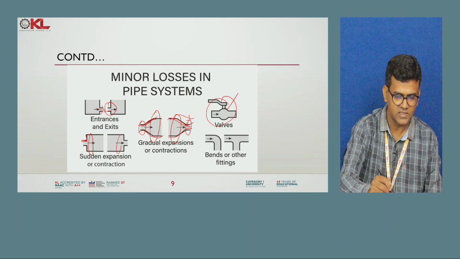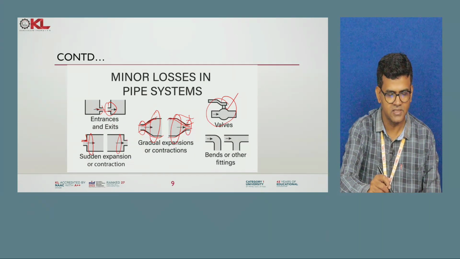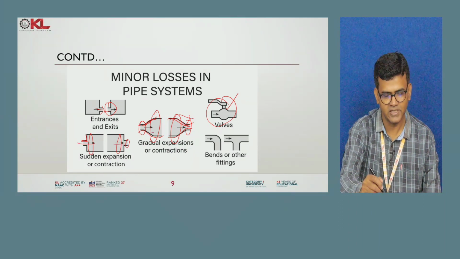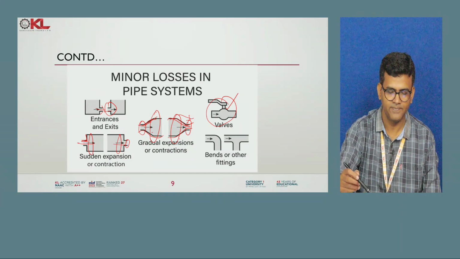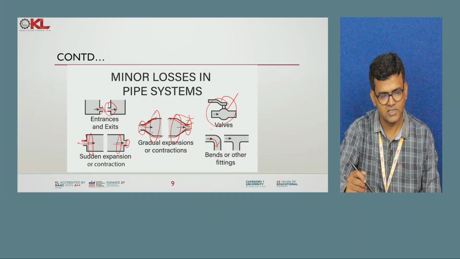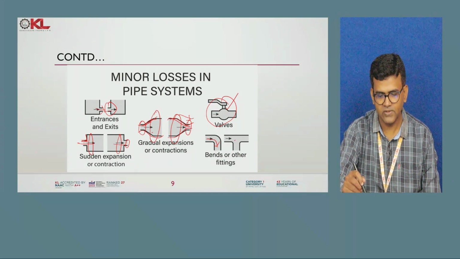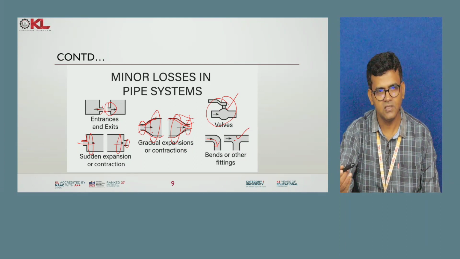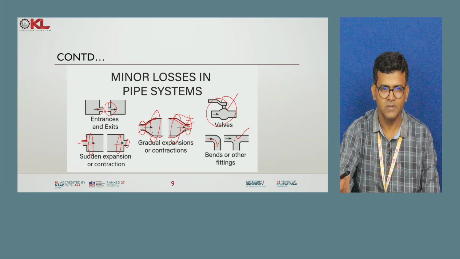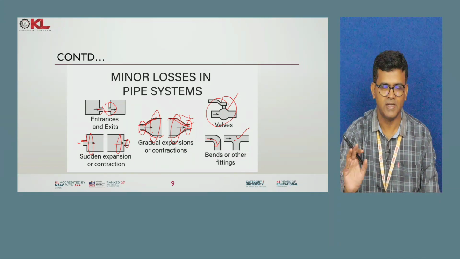Here is a sudden contraction. This much diameter is there, then it is suddenly contracted to this diameter. So sudden expansion, sudden contraction; here gradual expansion, gradual contraction. A bend in the pipe is a change in the shape of the pipe, so there is also a loss of energy. Other fittings are there, like T-shape fittings. So if there is a change in the shape of the pipe for any reason, then there is a loss of energy, and these come under the category of minor losses.